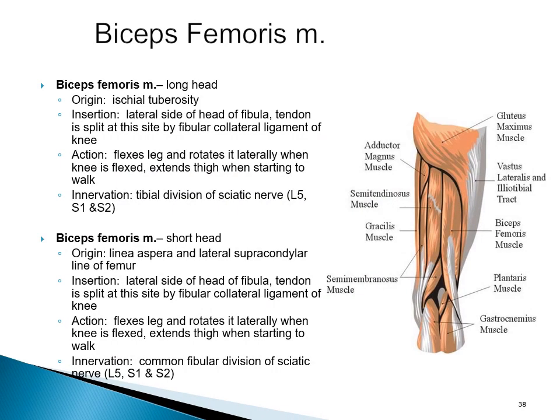Biceps femoris muscle, origin is the ischial tuberosity, inserts on the fibula, action, flex the leg and rotate it laterally when the knee is flexed. Innervation, L5, S1, and S2. Biceps femoris short head, its origin is the femur, it inserts on the fibula, its action is to flex the leg and rotate it laterally when the knee is flexed. Innervation, L5, S1, and S2.